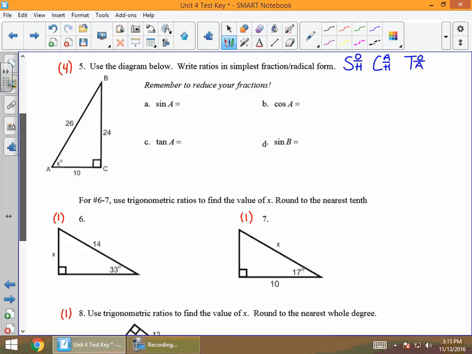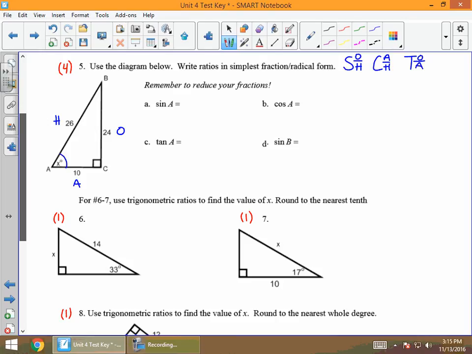For parts A, B, and C, you'll notice they all say find the sine, cosine, and tangent of angle A. So here's angle A. That makes 24 the opposite, 26 the hypotenuse, and 10 the adjacent. All right, so let's do A, B, and C first.